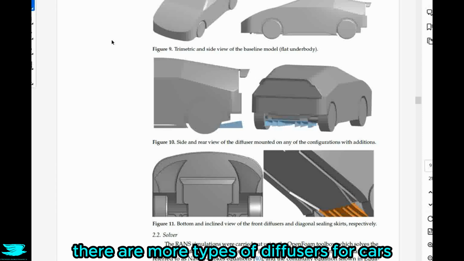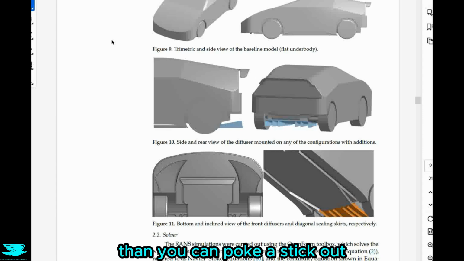There are more types of diffusers for cars than you can poke a stick at, but which one is best and how do different designs work? Today we're not only going through a bunch of different designs, but we're also looking at a study that covered several different ones, including some that are now almost mandatory on supercars.